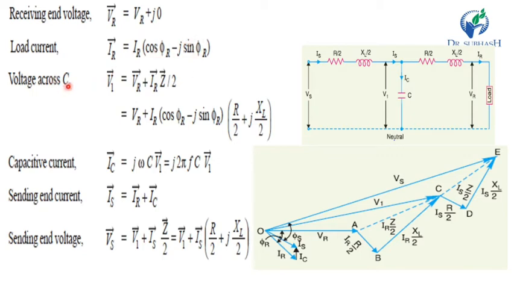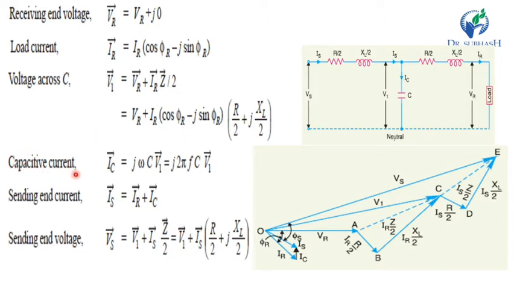Now the voltage across the capacitance C is V1, and V1 is equal to VR plus the drop. This V1 value is greater than VR due to the drop. So VR plus the drop is equal to V1. Put the value of IR here and we get the value of the voltage across C.